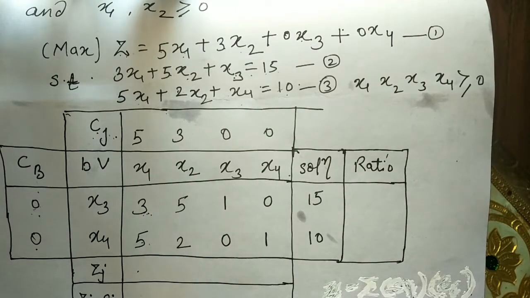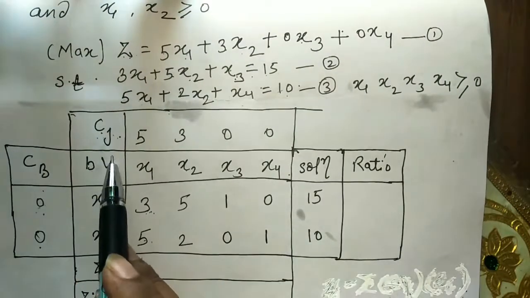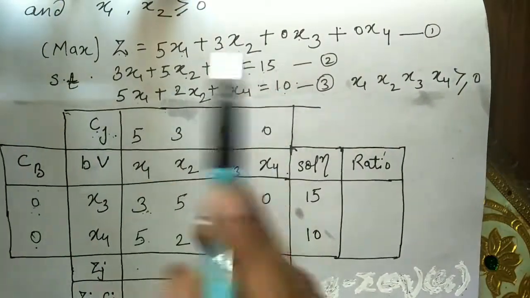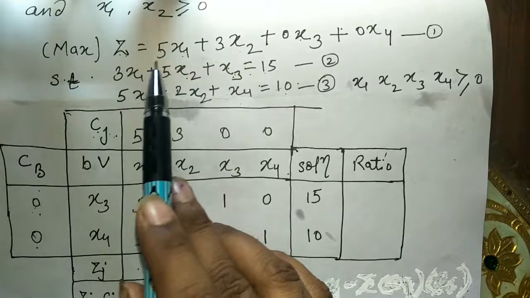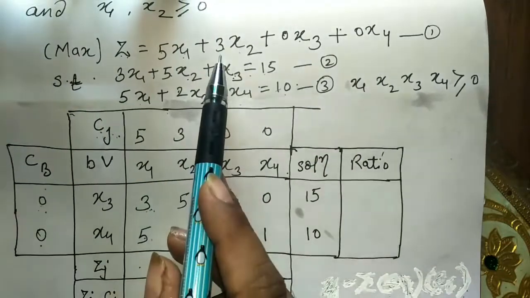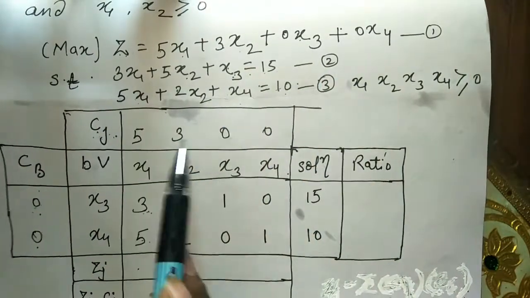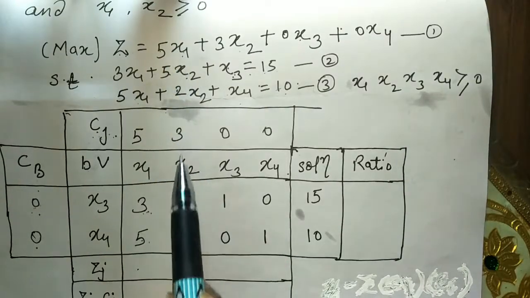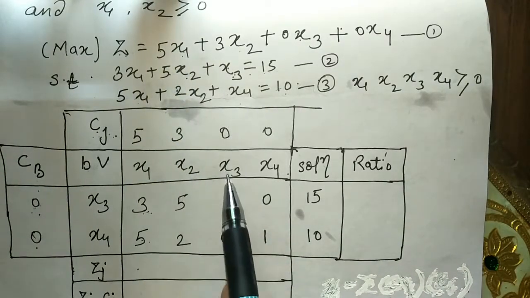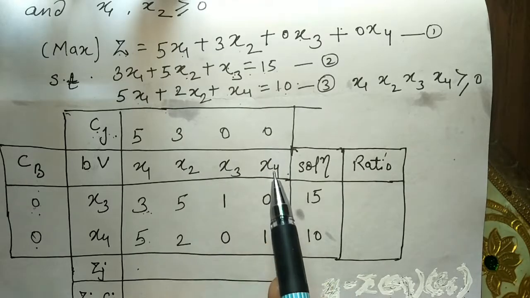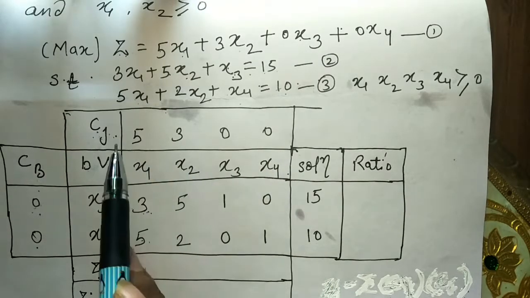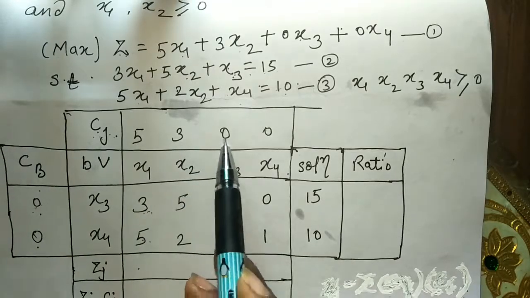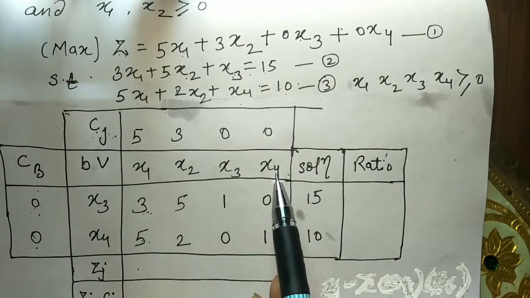Let me explain this once again. This is Cj. Cj is the coefficient of variables of objective function. This is the objective function and the coefficients are 5, 3, 0, 0. 5 is coefficient of x1, 3 is coefficient of x2, 0 is coefficient of x3, and this 0 is coefficient of x4. So objective function z is equals to 5x1 plus 3x2 plus 0x3 plus 0x4.